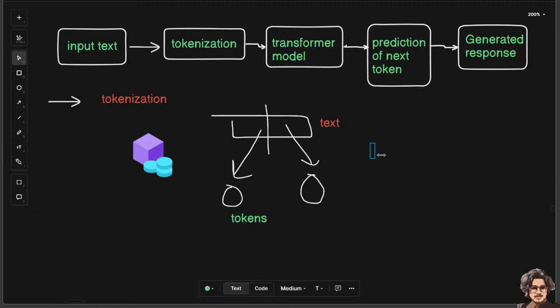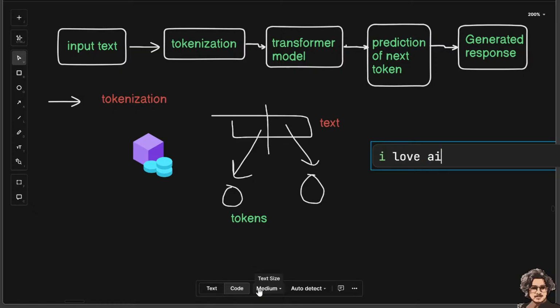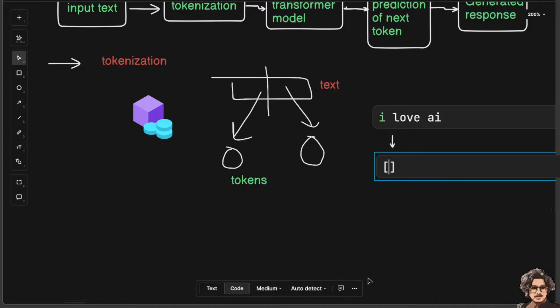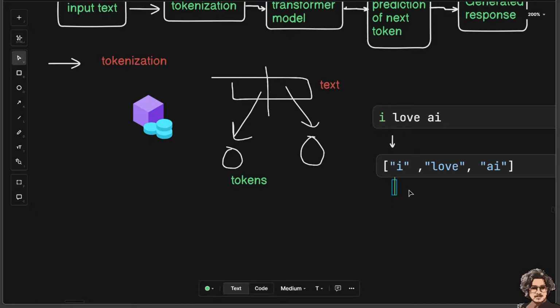For example, if I write "I love AI", what are the tokens we are talking about? The tokens are like these things: I, the comma, love, and AI. These are the smaller units. So these are the tokens, and this is the array of tokens.